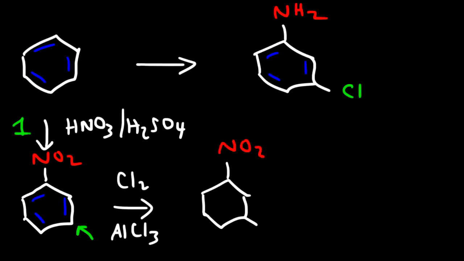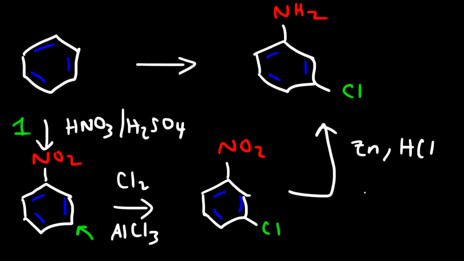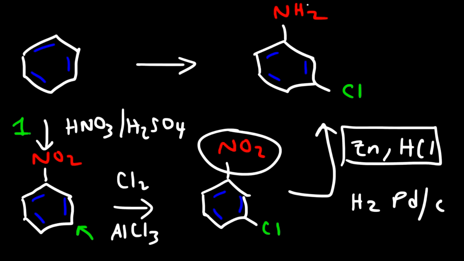So now, at this point, we can reduce the NO2 group to the NH2 group. So the final step, that is the third step, we can use a metal like zinc and hydrochloric acid. You could also use tin and hydrochloric acid. So there's a lot of reducing agents that you could use here. Even hydrogen gas will work with palladium over carbon. So any one of these reducing agents will convert the NO2 group to the NH2 group.